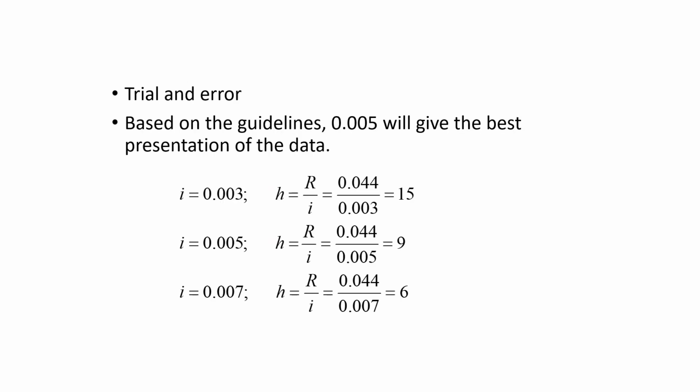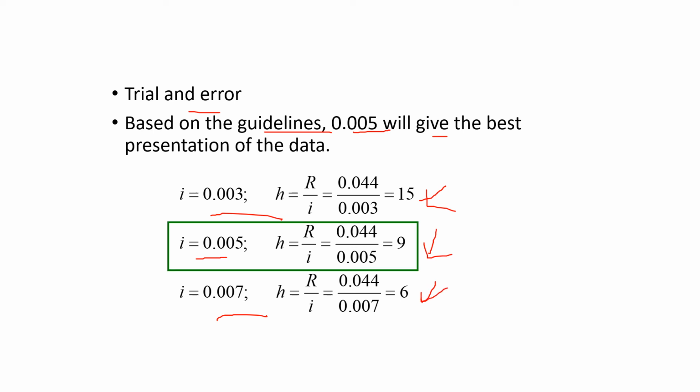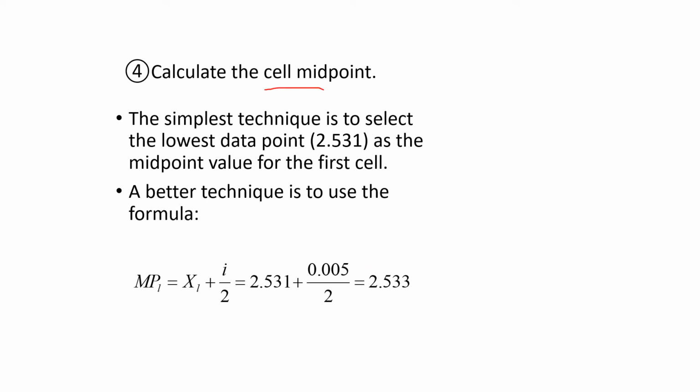So you get 0.0057. And then calculate the trial and error based on the guideline. 0.005 will give the best representation of the data. So these are the I values: 0.005, 0.05, 0.07. So you get the values for H: 15, 9 and 6. And then calculate the midpoint value. The simple technique is to select the lowest data point, 2.531, as the mid value for the first cell.